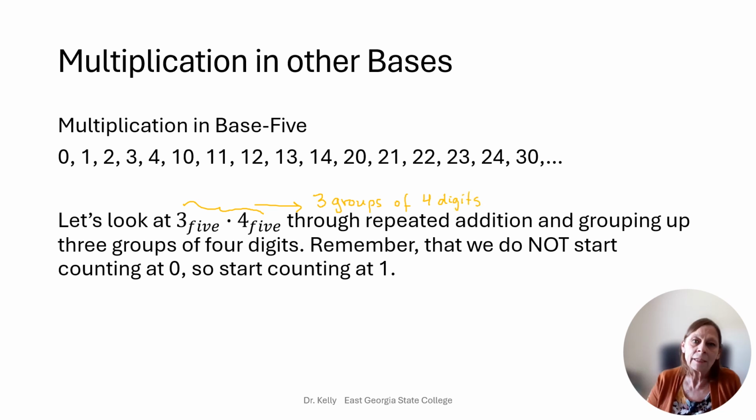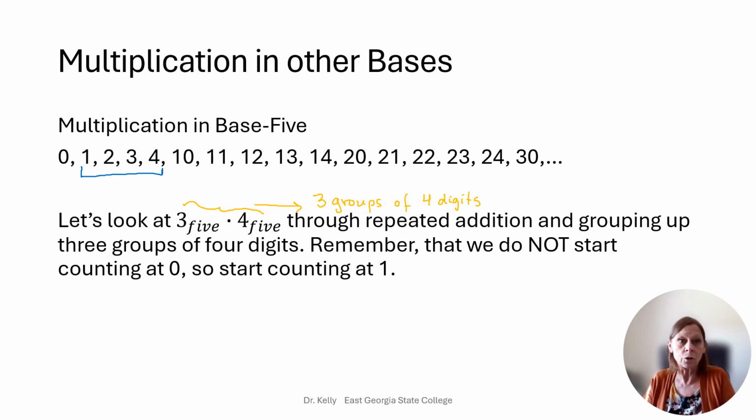My idea is it's easier, the fewer number of groups with a bigger volume in the group is easier to keep up with. But it doesn't matter. We're going to get the same answer either way. And let's start right here. Remember I said we do not start counting at 0. We start counting with 1, right? So we have to start counting with 1 in these other bases as well.